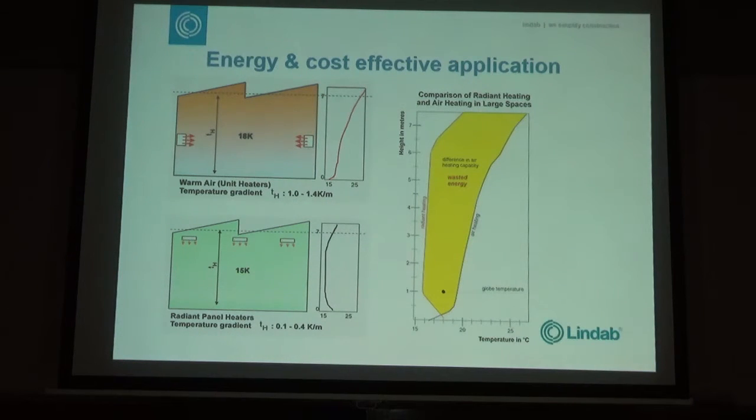So this is just a brief diagram of what I've just been trying to explain. The top model is a factory unit, 7 metres high, and we're trying to get 18 degrees air temperature in there. So we've put a couple of cheap gas-fired air heaters in there. And as we all know, hot air rises.